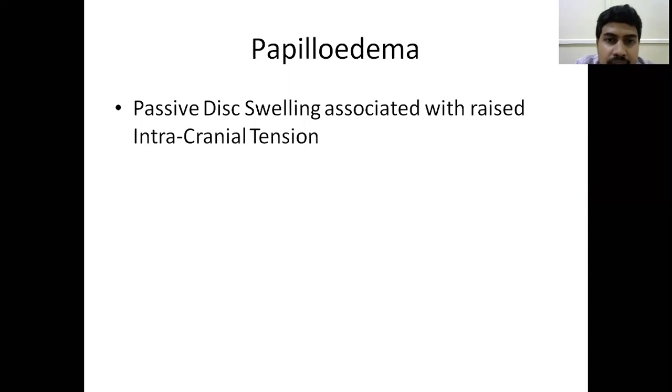Whereas in papilledema, it is a passive process. It is a passive disc swelling, secondary to raised intracranial tension. I told you the optic nerve is surrounded by the meningeal sheaths: dura mater, arachnoid, and pia mater. So the subarachnoid space around the optic nerve is in continuation with the subarachnoid space of the brain. Any raised intracranial pressure is also transmitted along the subarachnoid space through the cerebrospinal fluid into the optic nerve.